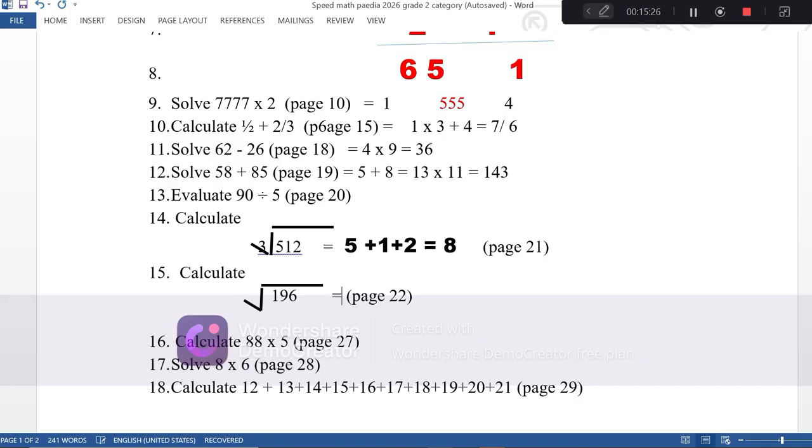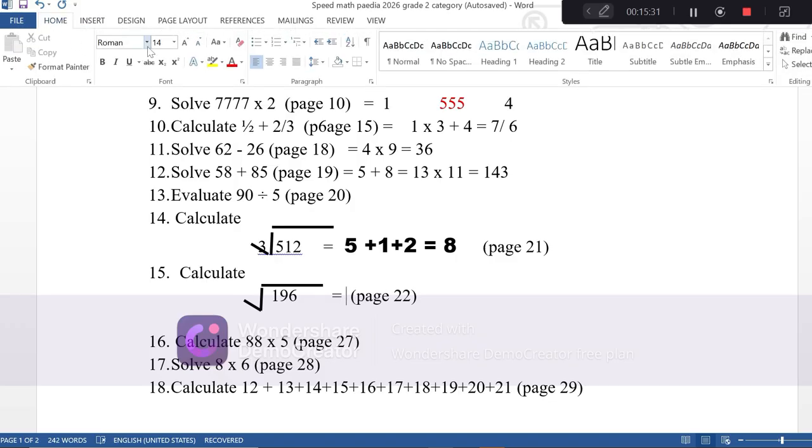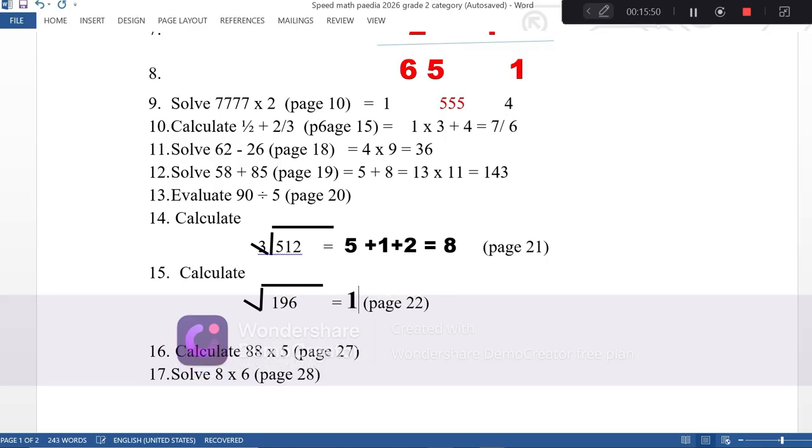Then let's move to square root. Now, square root in addition, under the square root is still the same addition, but what we are going to do here is different. We are going to subtract the root from the answer. Now, this one is going to be 1 plus 9 plus 6.